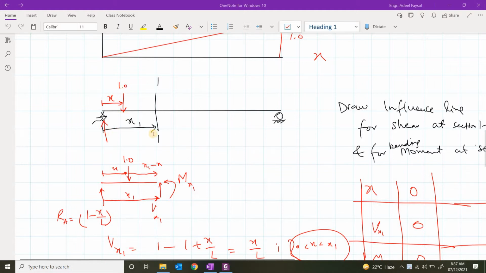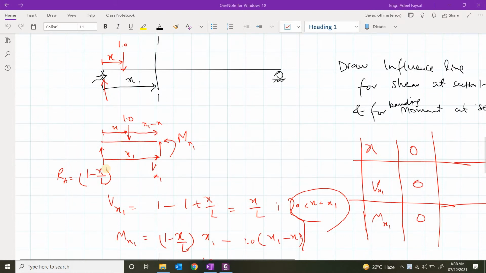Let's call the distance x1 as the distance of section 1,1 from the left end, and x as the distance of the unit load. Now, in this particular case, in this diagram, we can see that x is less than x1. So the resulting equations would be valid for this scenario, x less than x1. Now you can see that you can easily determine these reactions.